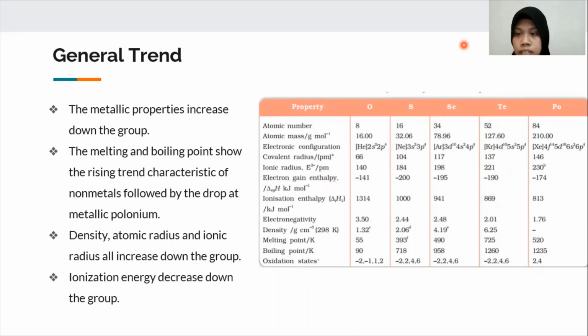tellurium, and it will drop at polonium. Density, atomic radius and ionic radius all increase down the group. And the ionization energy for this group decreases down the group.